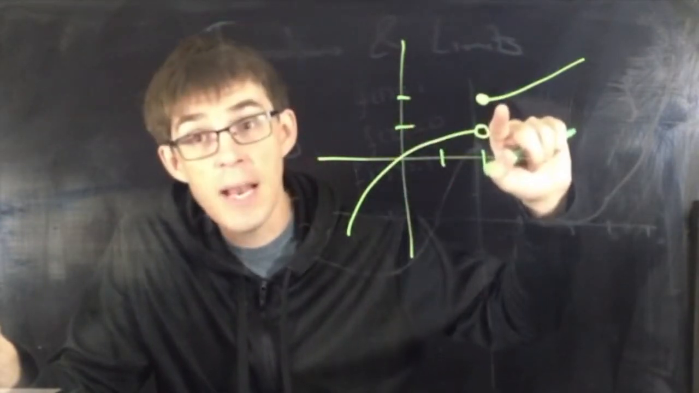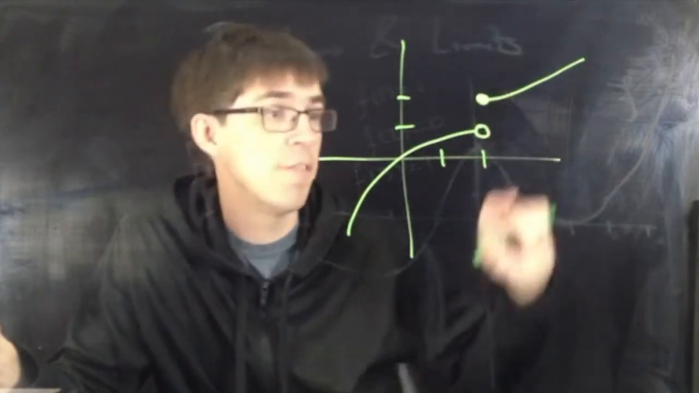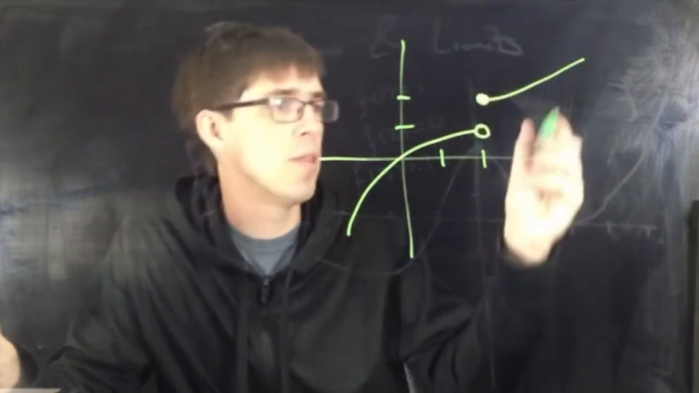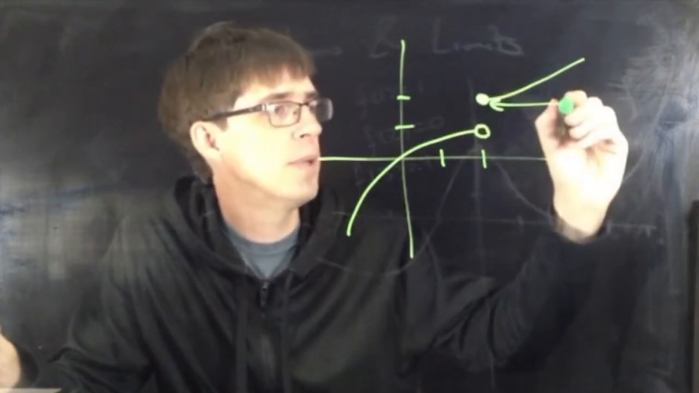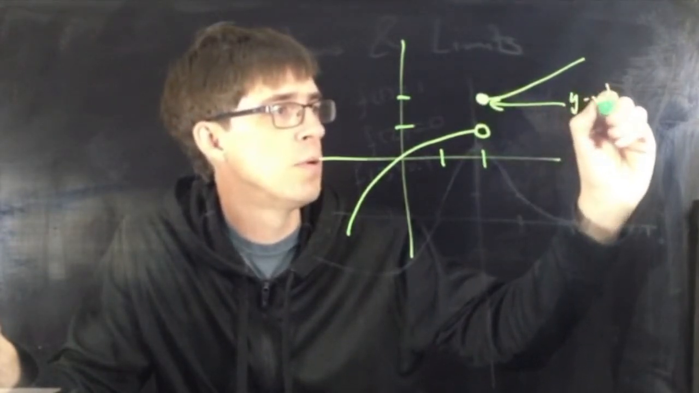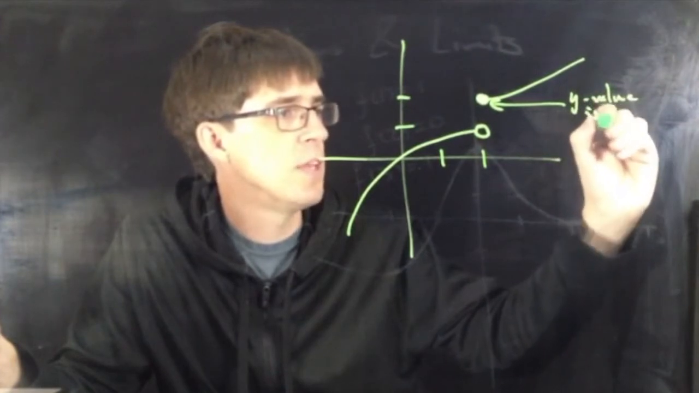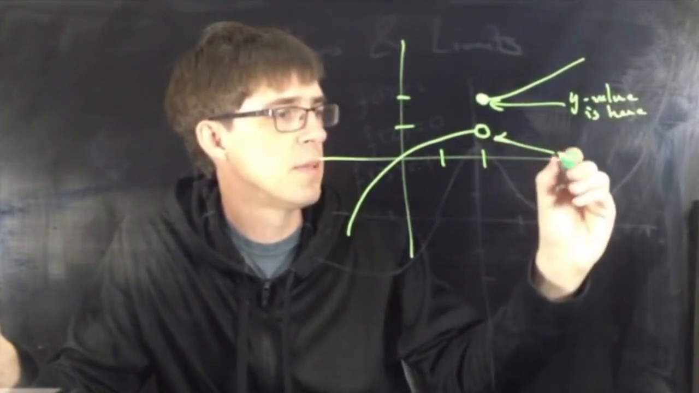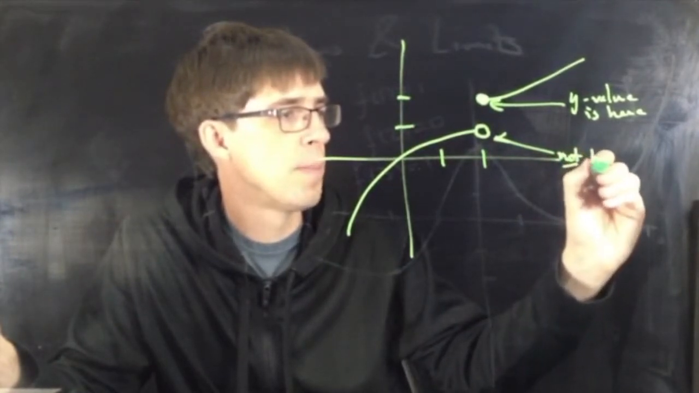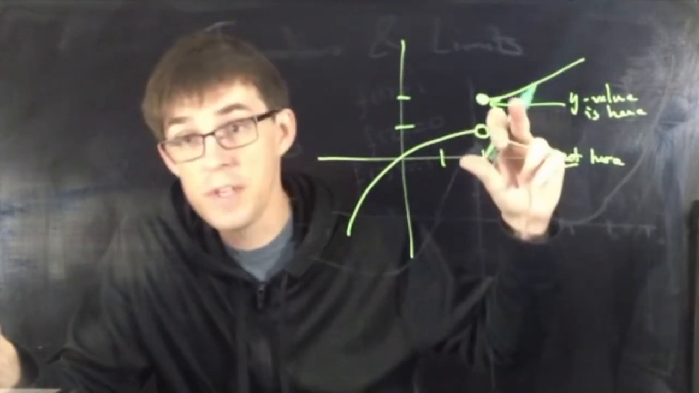The filled in dot and the empty dot are meant to clarify that. The filled in dot is where the y value is. So when you see an empty dot and a filled in dot, the filled in one means the y value is here. It is not here. That's what the empty dot means. Not here. That's what the filled in dot and the empty dot mean.